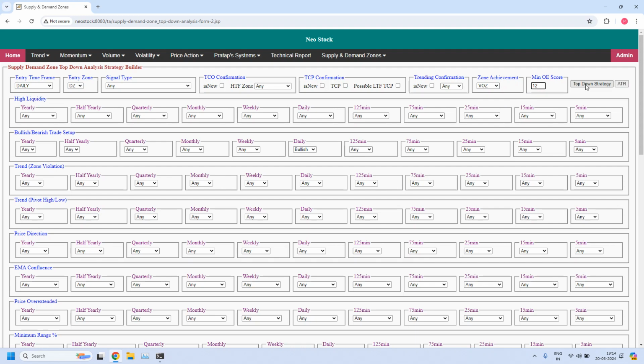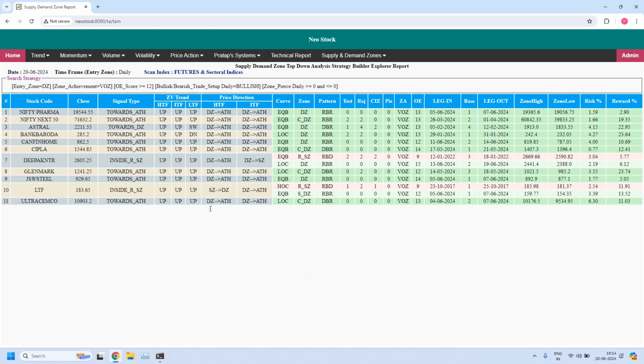Now let me generate the list. So 11 stocks are filtered. Currently these 11 stocks are supporting bullish trade setup for monthly income trade. That is, entry time frame is daily.